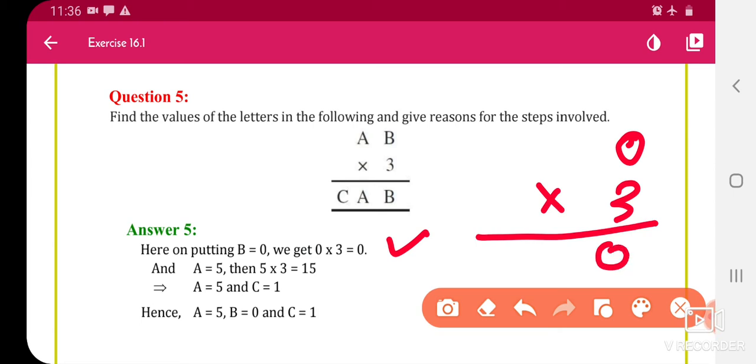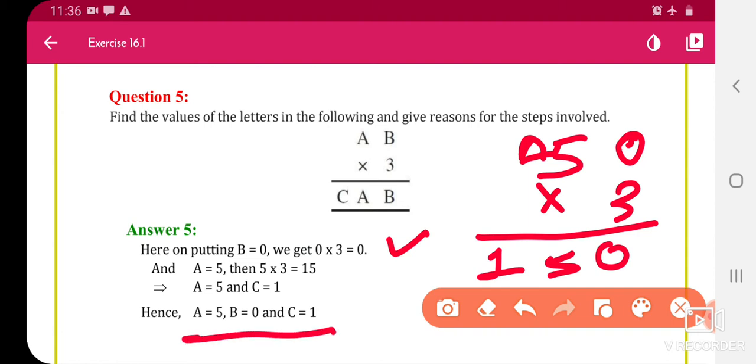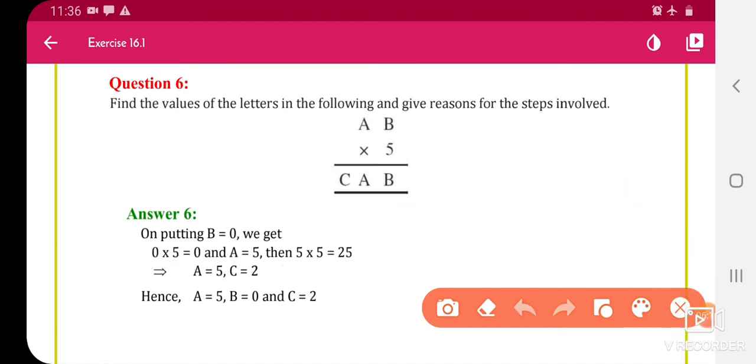Then 5 into 3 is 15. When we write here 5, so 5 3s are 15. So the A value here and here are the same. And the carry 1. So the C value is 1. So the answer is A equals 5, B equals 0 and C equals 1. In question number 6, find the value of the letters of the following and give reason for the steps involved.